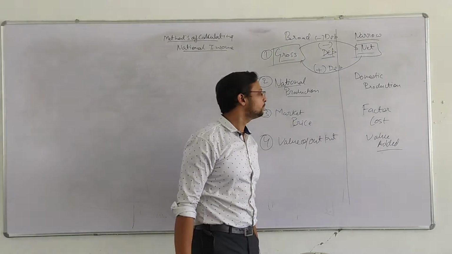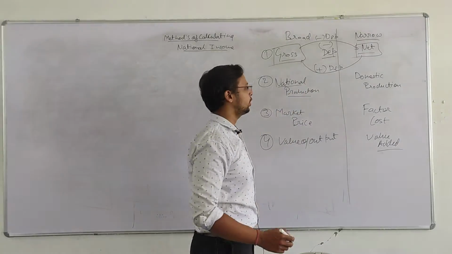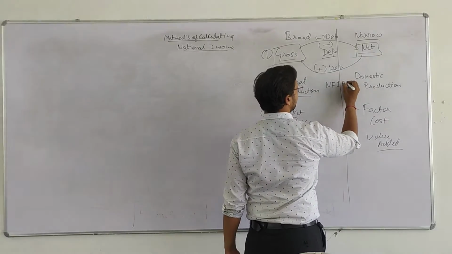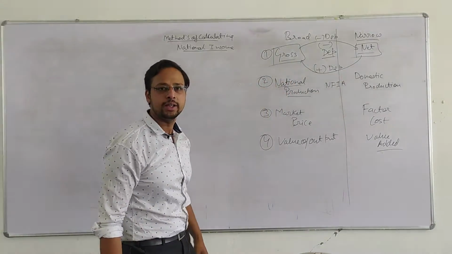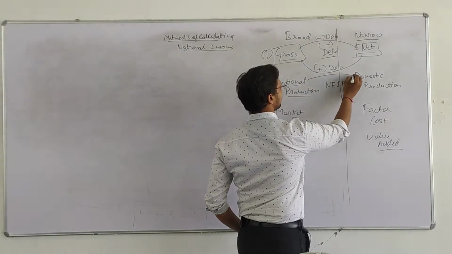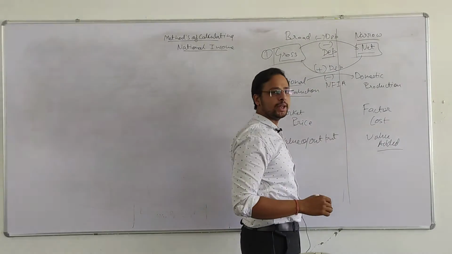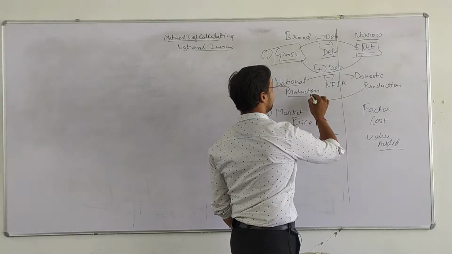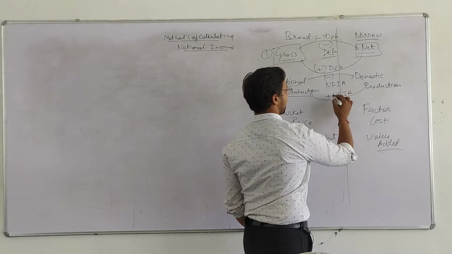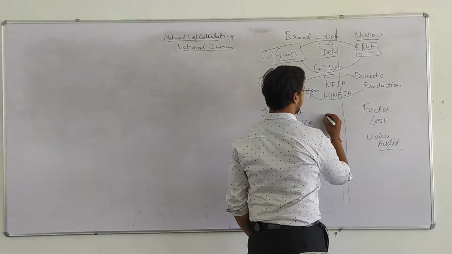Next is national production and the other one is domestic production. If you want to go from national production to domestic production, then the difference is called net factor income from abroad, that is NFIA. So, if you want to go from national production to domestic production, then you will have to subtract NFIA, and if you want to go from domestic production to national production, then you will have to add NFIA.